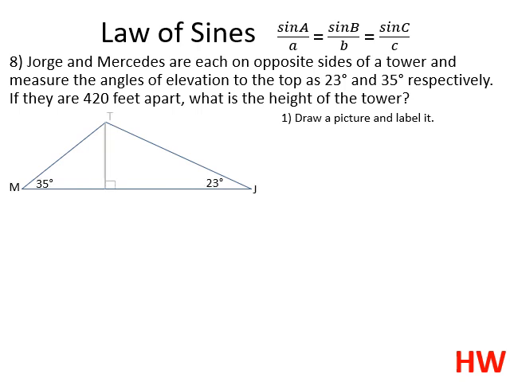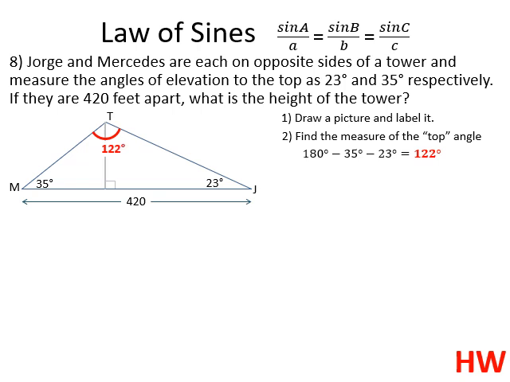So first we want to draw a picture and label it. Okay, so the vertical line in the middle, this segment there, is the tower. And Mercedes has an angle of elevation of 35. Jorge has an angle of elevation of 23. Of course, Jorge is further away because his angle of elevation is smaller. All right, what's the angle up at the top there, that red angle? All right, so all three angles have to sum to 180. So that big angle up there is 122 degrees.